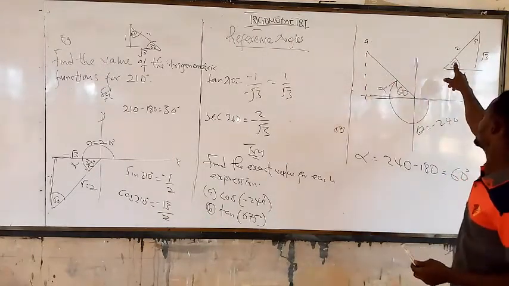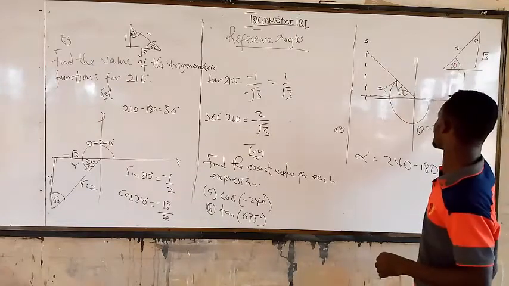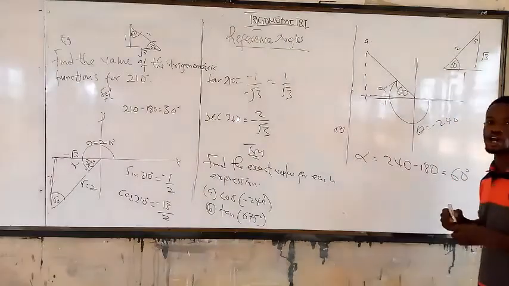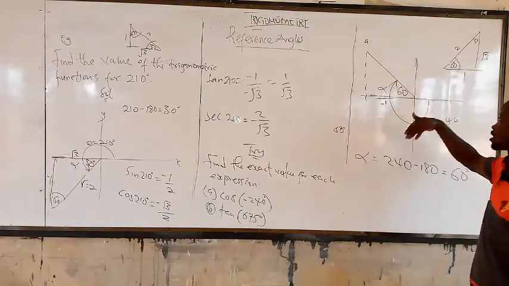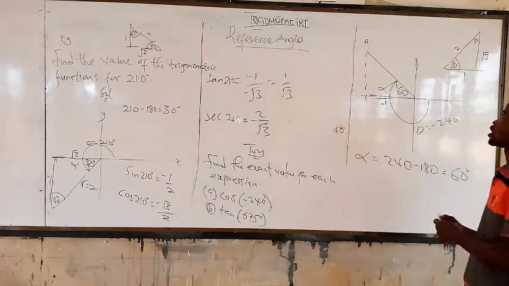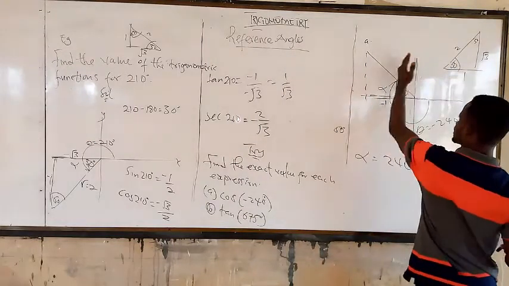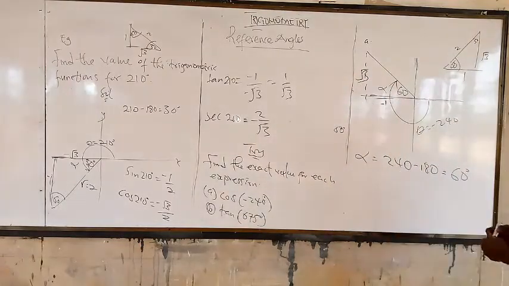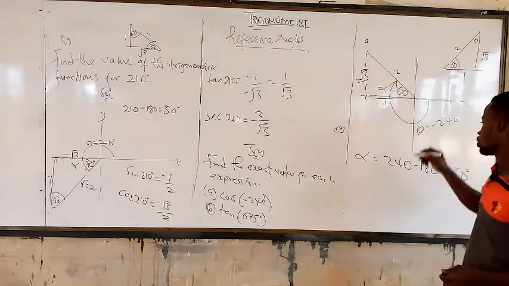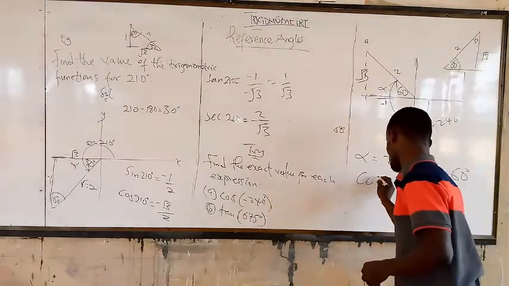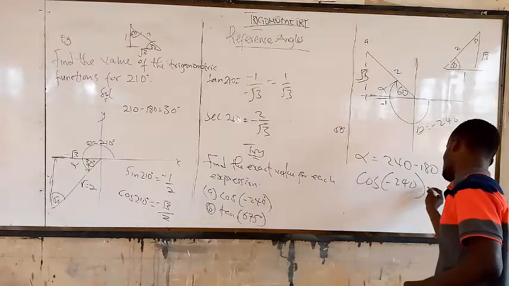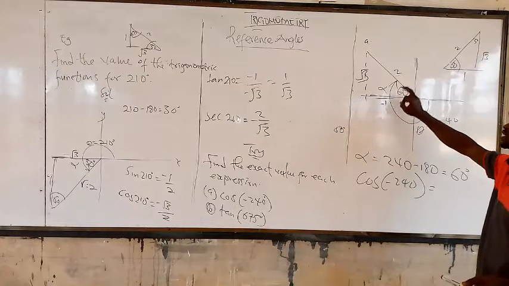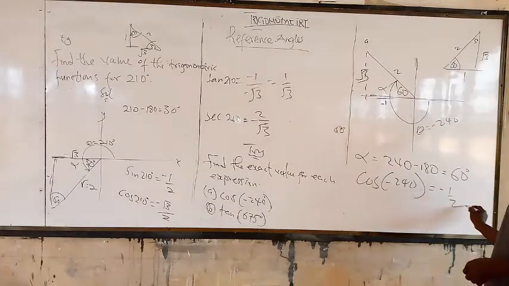So here we can get 1, but here you know that you get negative, because on your xy plane, the x values here are negative, and the y values here are positive. So here you get square root of 3. Okay, very good. And here will be 2. So to get cos of negative 240, cos is just adjacent over the hypotenuse. So you get negative half.